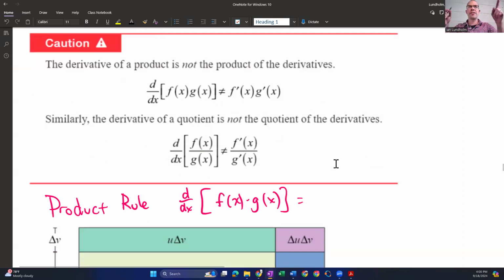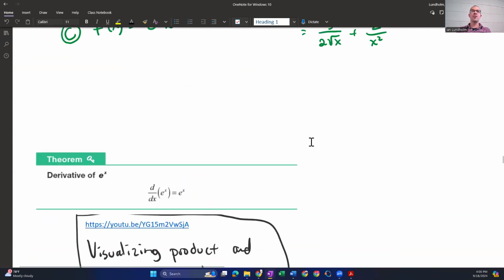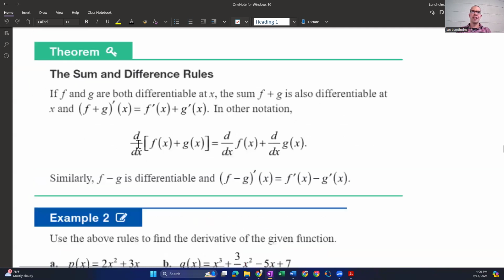All right. Anyways, we looked at the sum rule, and the sum rule was, oh, hey, we add these two functions together and then take the derivative. It's the same as taking the derivative of the first function and adding it to the derivative of the second. That one works really nice.